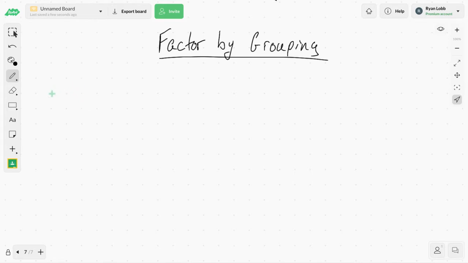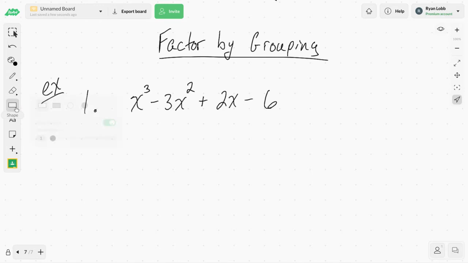So first example here, okay, we want to factor, and again, we're factoring all these completely. So here we have x cubed minus 3x squared plus 2x minus 6. So notice this one here, that's a little different. In the past, we may have only had, if I just cover this up quickly, something like that, right? This is a quadratic. We have ways to factor that, okay?